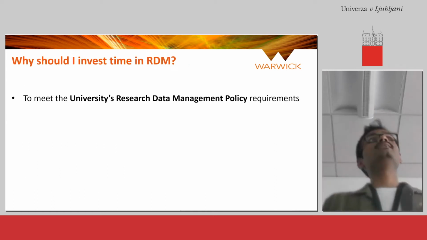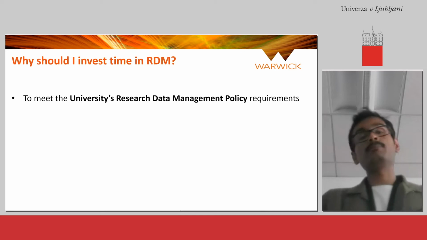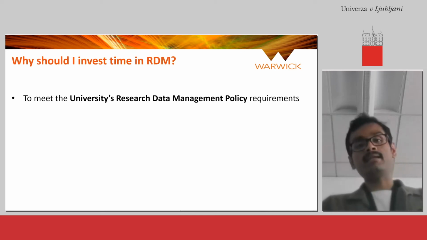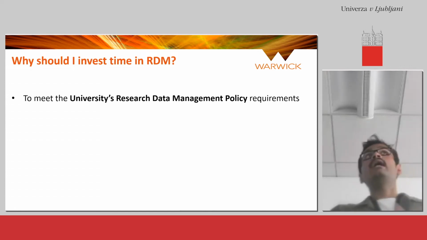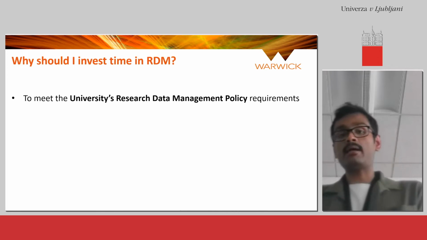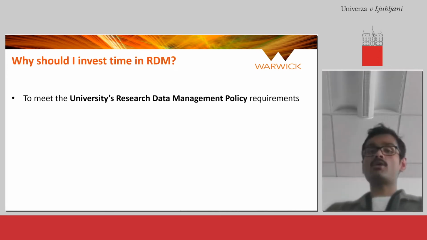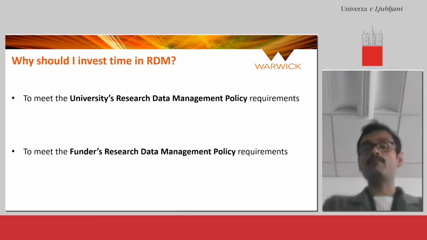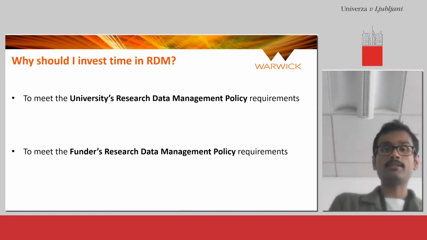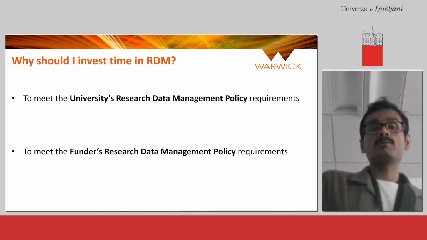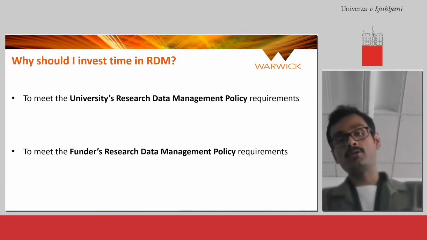The other part is university research data management policy requirements. For example, at Warwick, we have to maintain 10 years of anonymized data. Other universities also have policies, and similarly, your university will have data management policies, so make sure we are compliant. Not only the university, but also funders. For example, in the UK we have UKRI, then there's Horizon Europe 2020. Every funder has their own data management policy, so make sure we are compliant with the funders' policy.